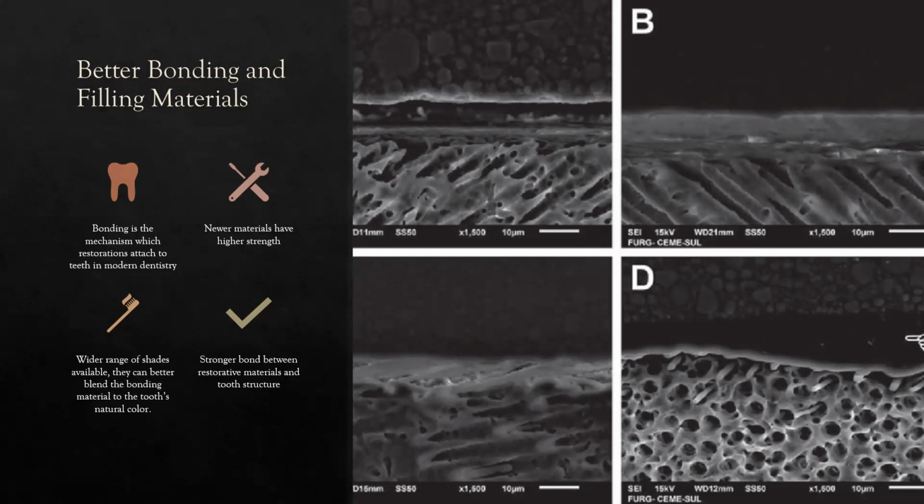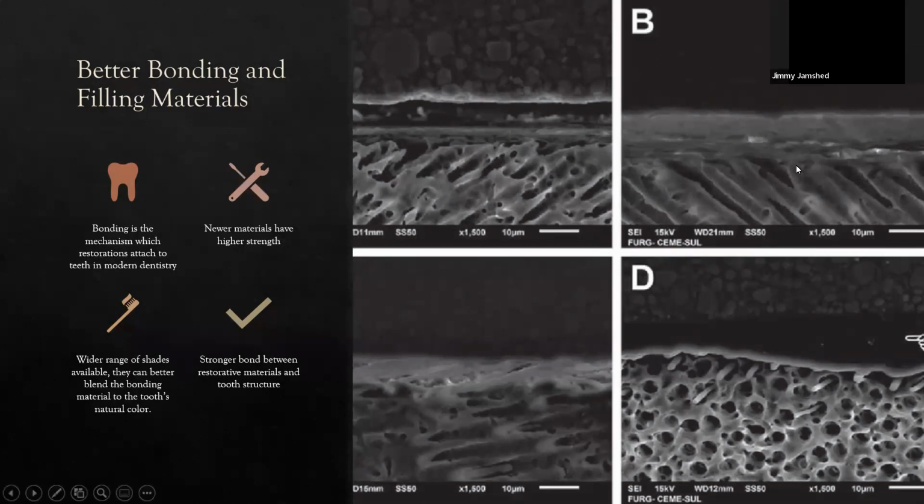And that has led to different things. For example, we used to depend on full coverage and basically mechanical retention for crowns. Nowadays, we are not relying on that. We're basically relying on the micromechanical retention and the bonding ability of the material. So we're not cutting as much tooth structure as we used to.